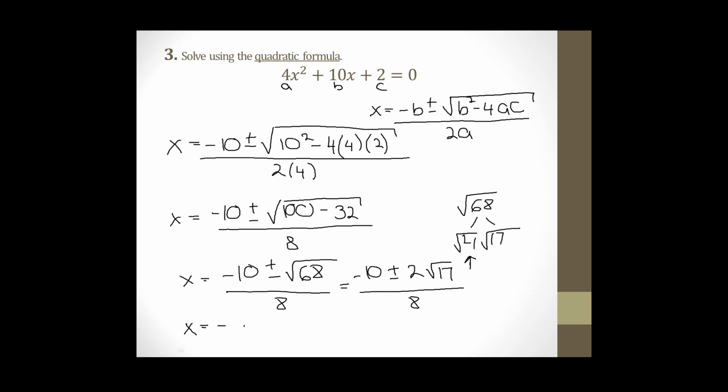This leaves me with 10 divided by 2 is 5, plus minus 2 divided by 2 is 1, but I still have the square root of 17, so I don't need to write the 1. And 8 divided by 2 is 4. This should be my final answer. There's nothing else I could simplify or reduce. And if I look at my packet, this is answer choice C.